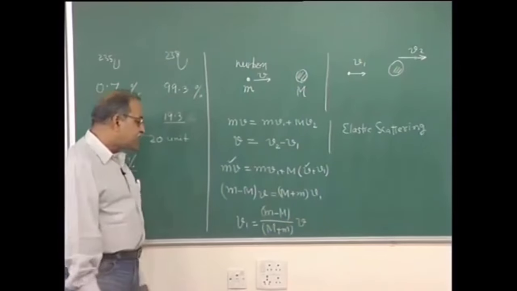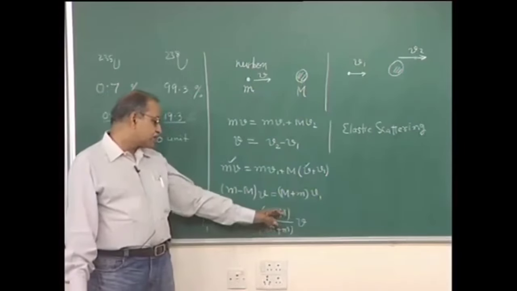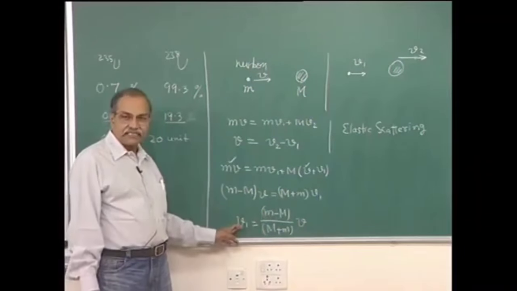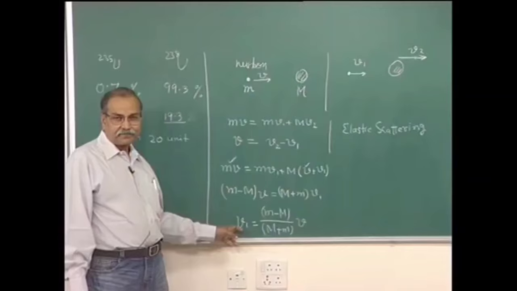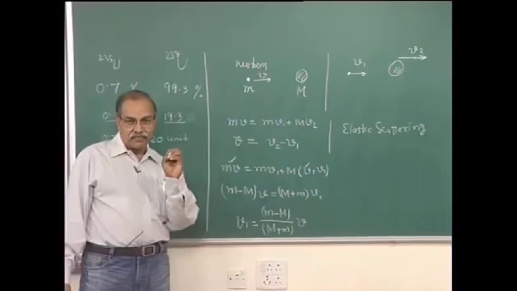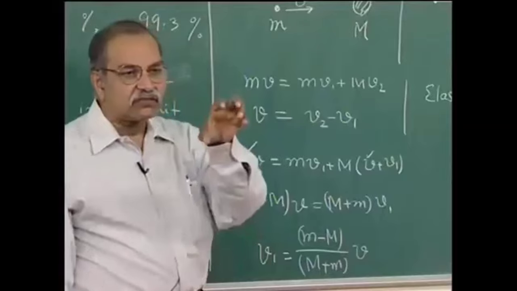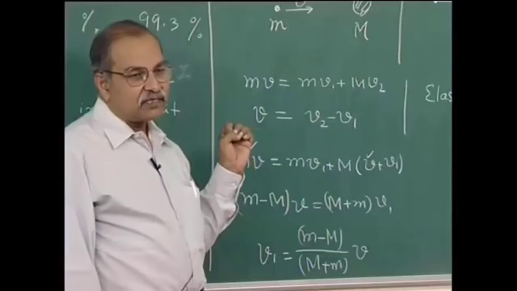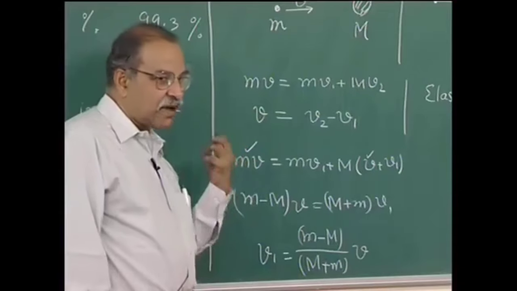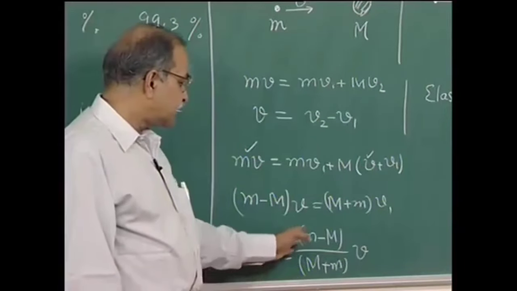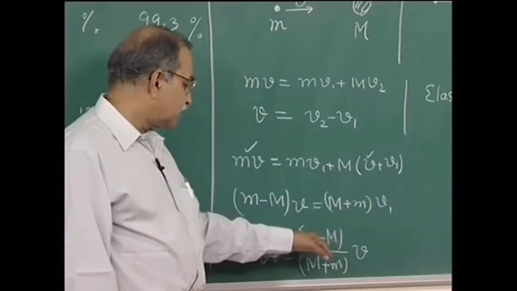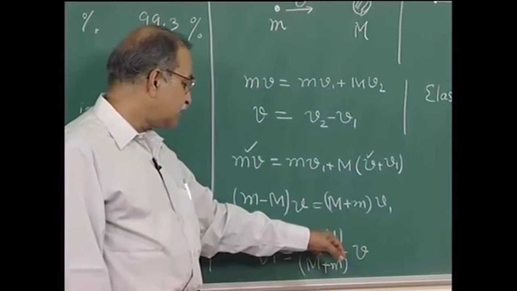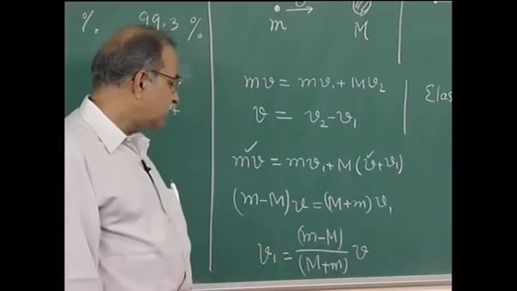So, as expected, if capital M is larger than small m, this V1 is negative. Right. If a lighter particle collides head on with a heavier particle, this lighter particle rebounds, it comes back. So, V1 is negative, and if the small m is larger than capital M, then of course this V1 will be positive.